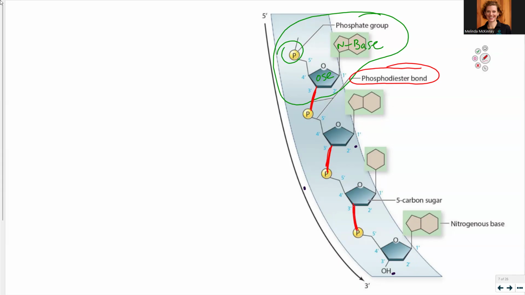You'll often hear the DNA backbone referred to as a sugar phosphate backbone. Sugar, here's my 5-carbon sugar, here's my phosphate, okay? Phosphate, and it's just repeated over and over again. So it's a sugar phosphate backbone, and then the bases are held out to the side.